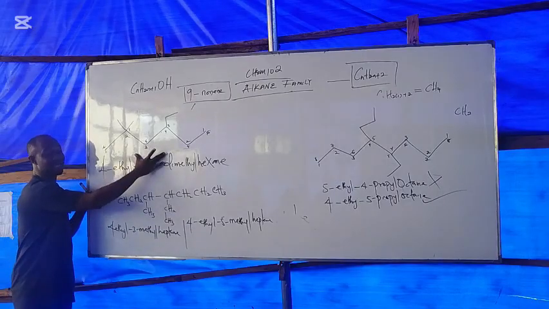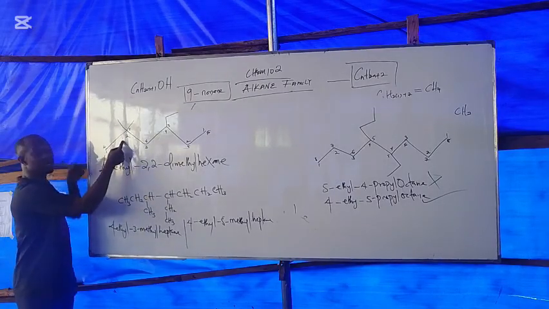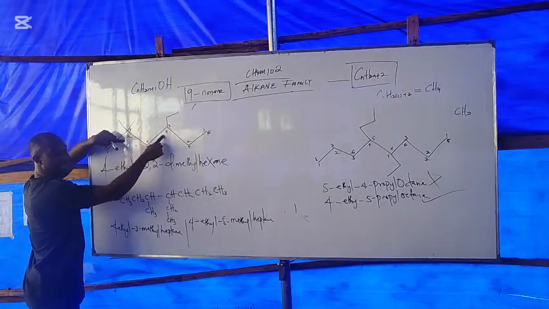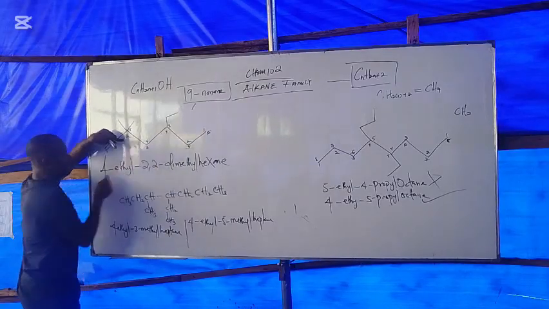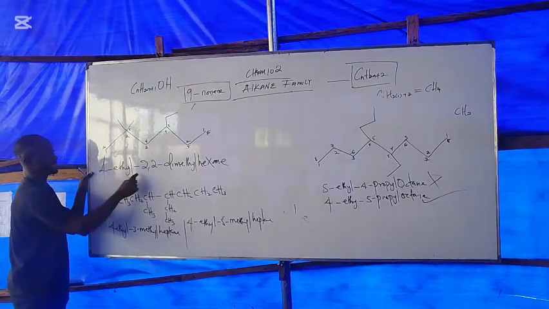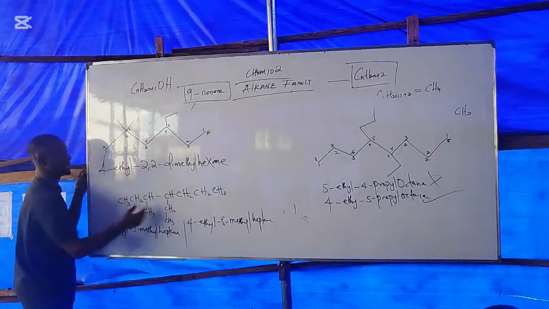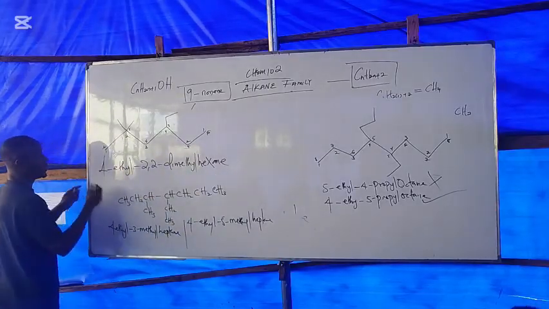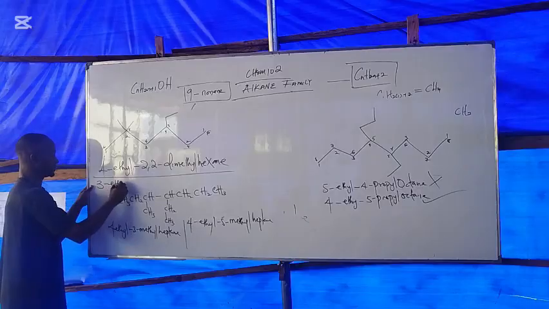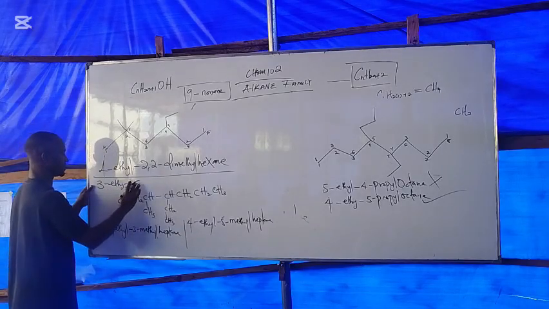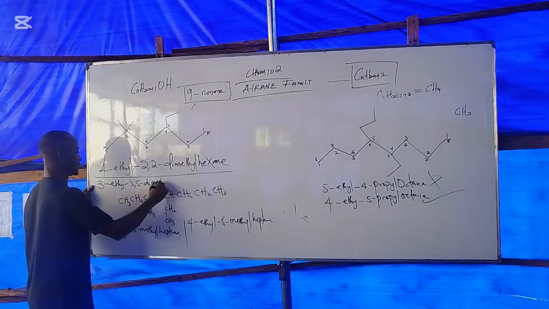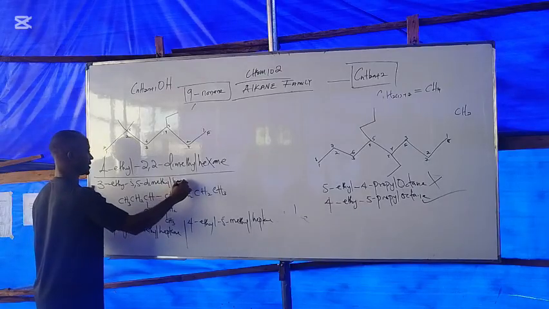We have a case like this whereby the branching from this region is not on 2, it's on 3. Are you getting the concept here? So what do we do? Here we have 1, 2, 3, 4, 4-ethyl, 2-dimethyl ethane. If I'm to come from this region, what do you have? 3-ethyl, 5, sorry, dimethyl ethane.